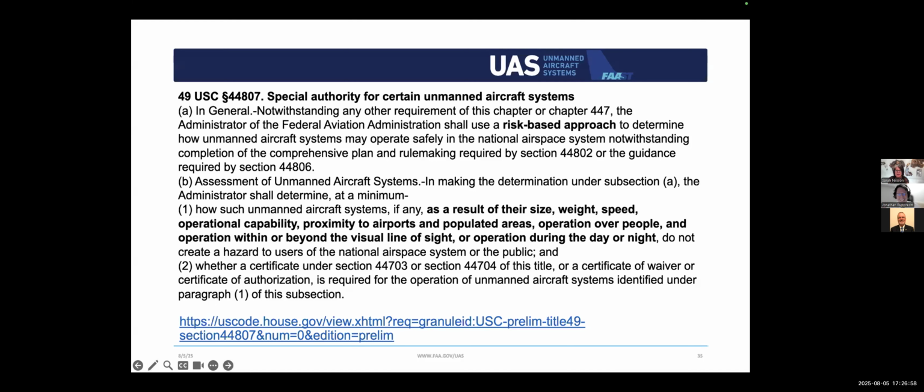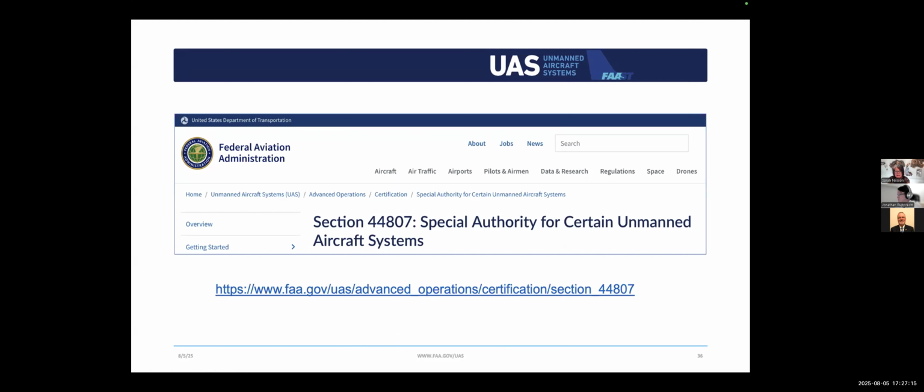Okay, so this special authority for certain UAS: remember the small UAS rule, 14 CFR Part 107, is only applicable to unmanned aircraft that weigh less than 55 pounds at takeoff. Not only is there a max weight, but there's also a limitation on what rules can be waived under Part 107. To fly an unmanned aircraft that exceeds the max weight limit of 107, or if your mission includes a non-waiverable rule, you may apply for an exemption in accordance with 14 CFR Part 11 and the congressional authority that Jonathan just mentioned under 44807. I put those links there for everybody to have.